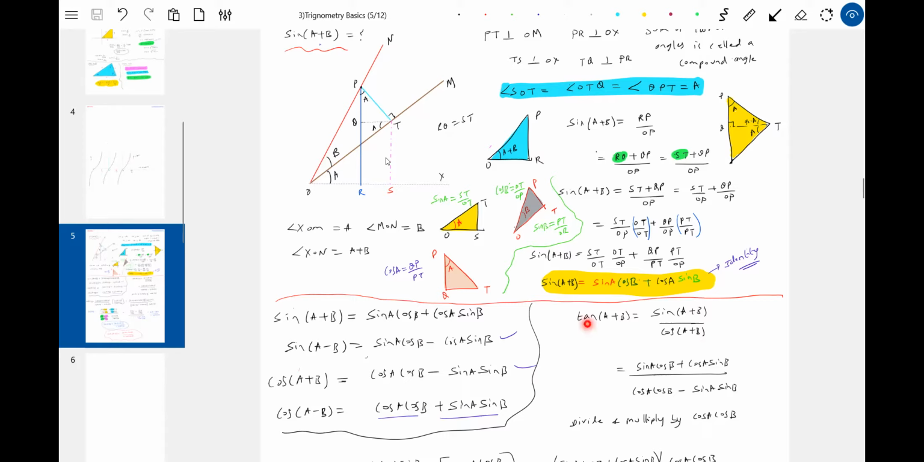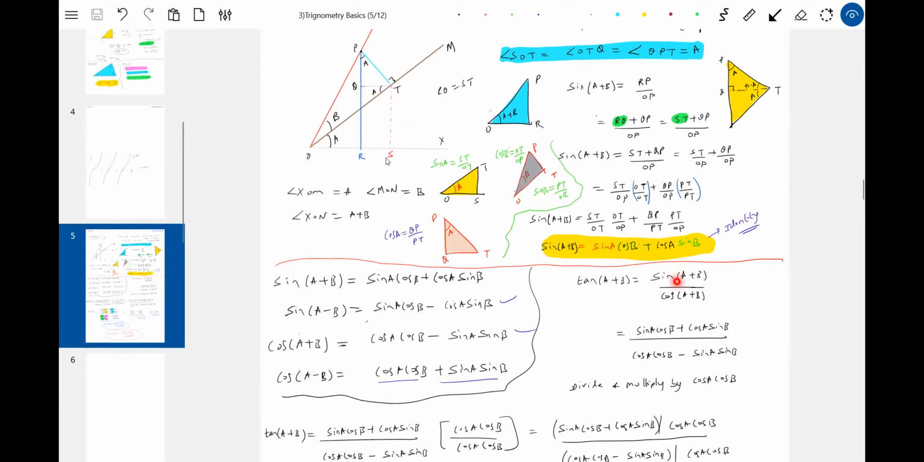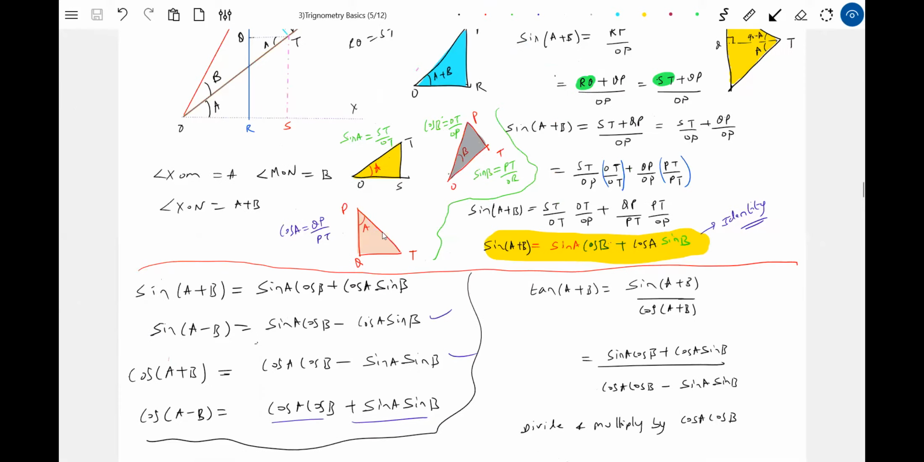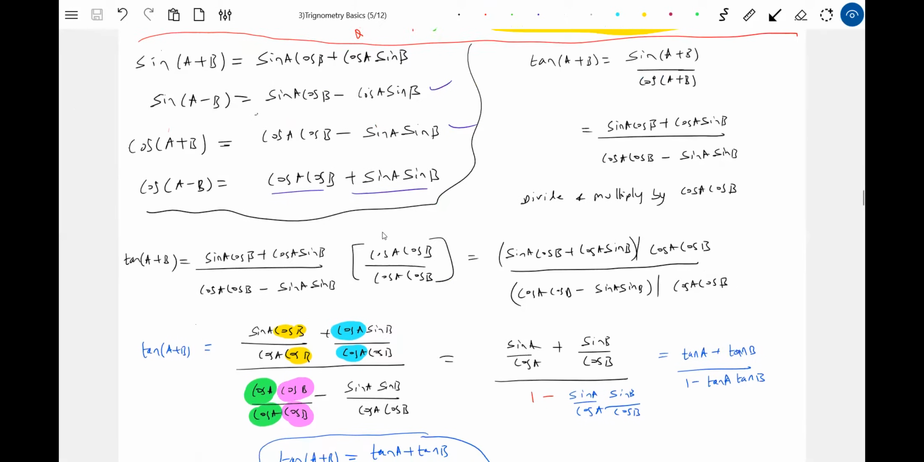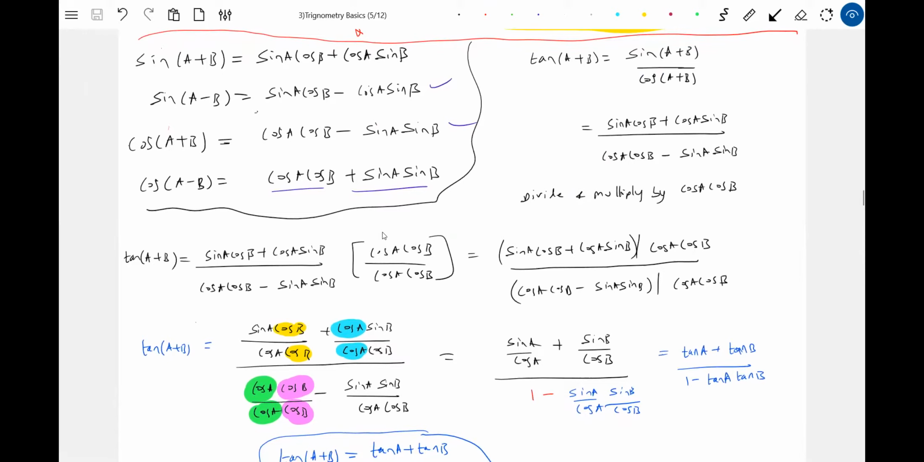Similarly, tan of A plus B. We know tan theta is sin theta by cos theta. So I'll write sine of A plus B by cos of A plus B. Sine of A plus B, we have this expansion. Cos of A plus B, I have the expansion: cos A cos B minus sin A sin B. I'll divide and multiply numerator and denominator by cos A cos B.